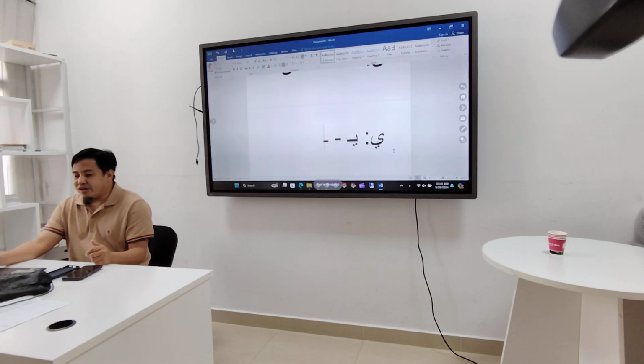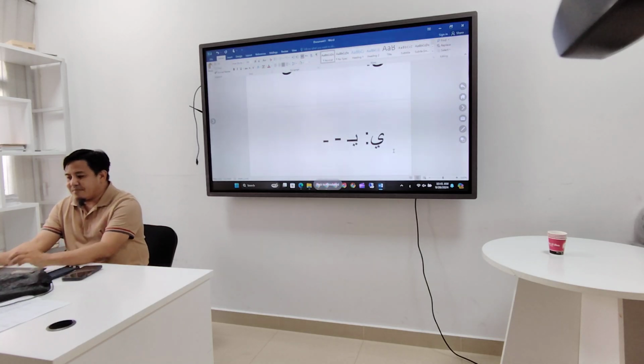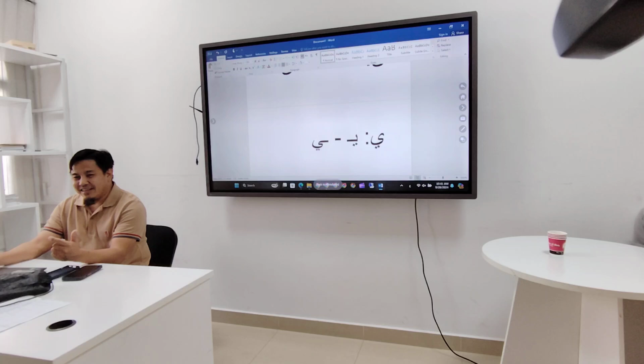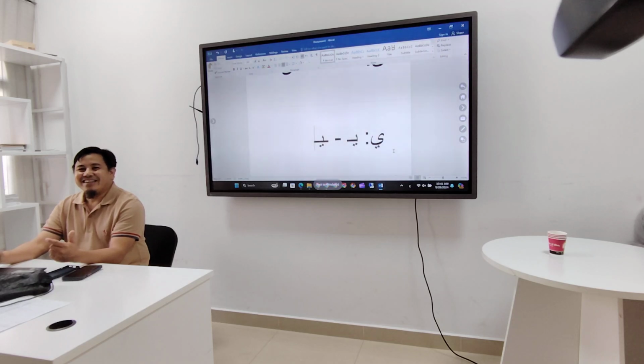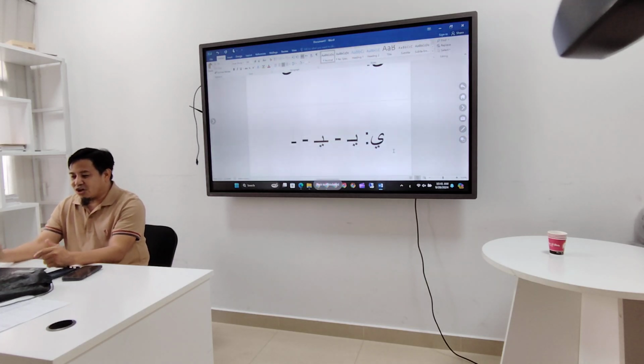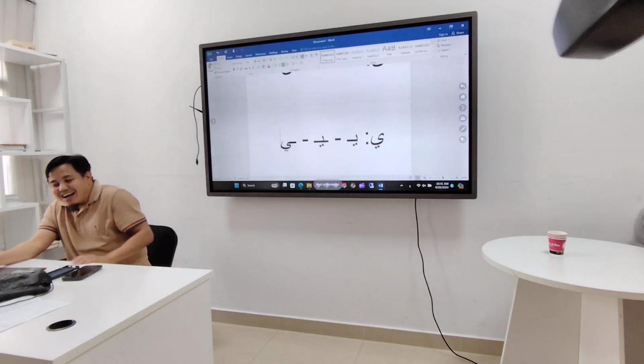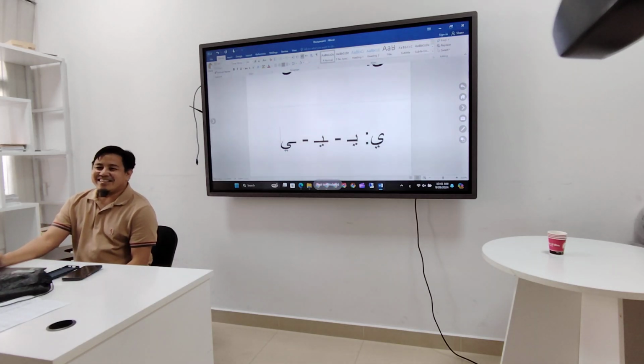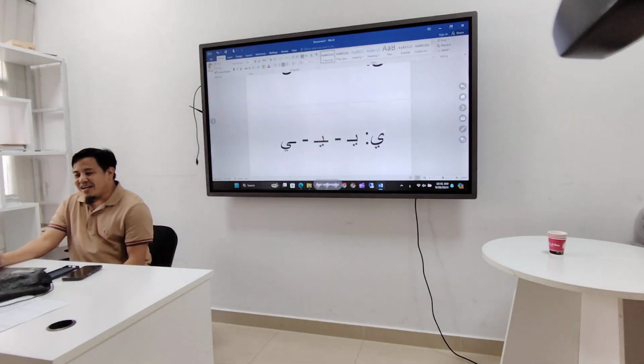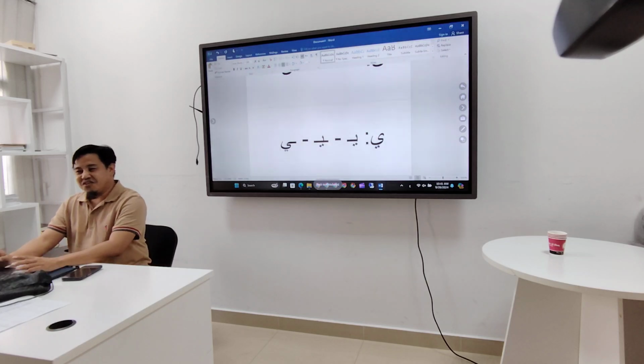Ya in the middle: connector, put ya in the middle. See that? Then I put a connector to be connected to the next letter. The ya is transformed into that shape. Ya has two dots under, two dots down. Then the final form: connector, then look at the ya. That is ya as the final form of the letter.